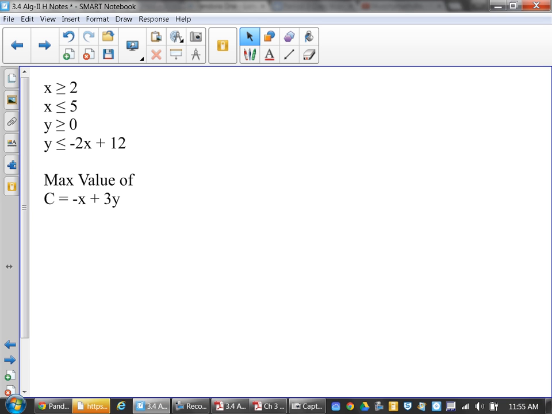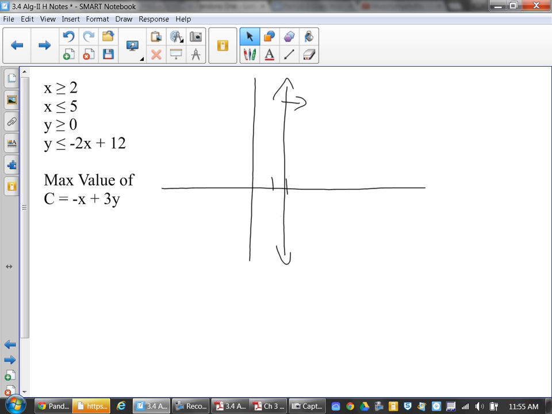I'm sorry. It's okay. I'm gonna walk through this a little bit quicker, so we're running a little bit out of time. Greater than 2. Less than 5. Greater than or equal to 0. And we're at 12.